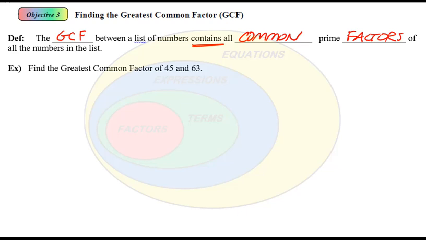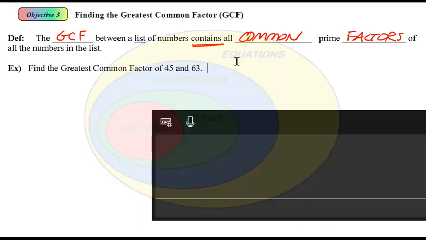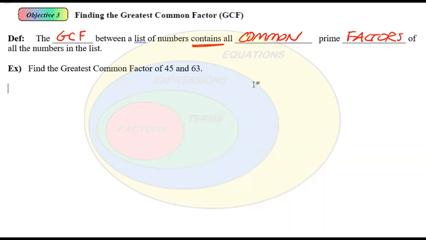All right, so if you want to find the greatest common factor, the GCF between a list of numbers contains all the common prime factors of all the numbers in the list. So in order for us to do this, we want to find all the prime factors of the numbers. So finding common factors is very important in math. So the first thing we'll do is start out with finding the prime factors of 45.